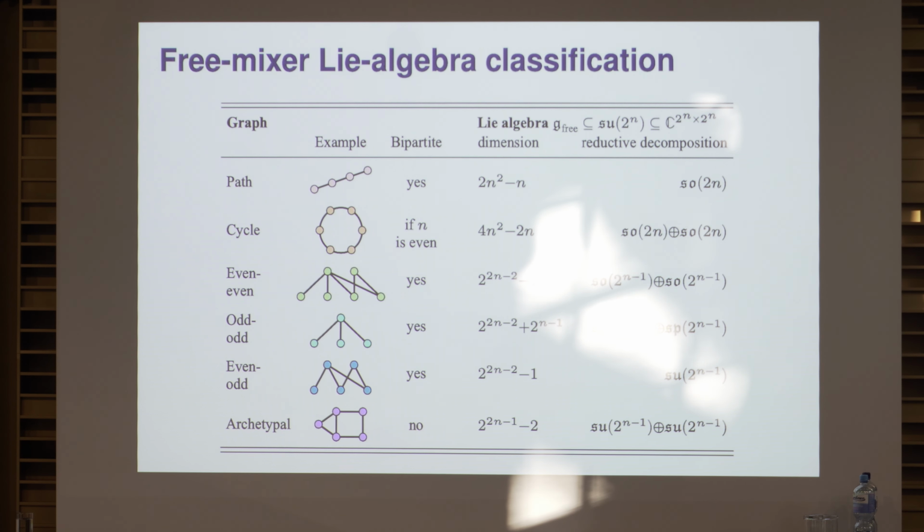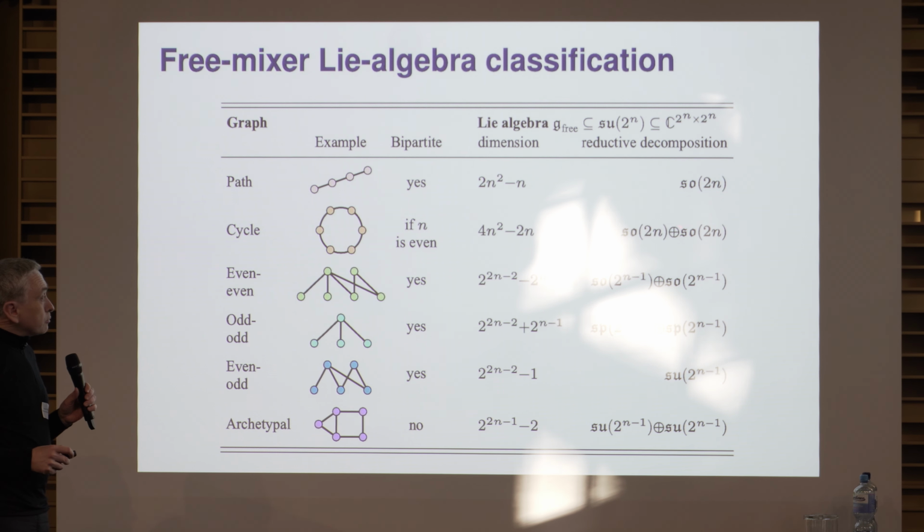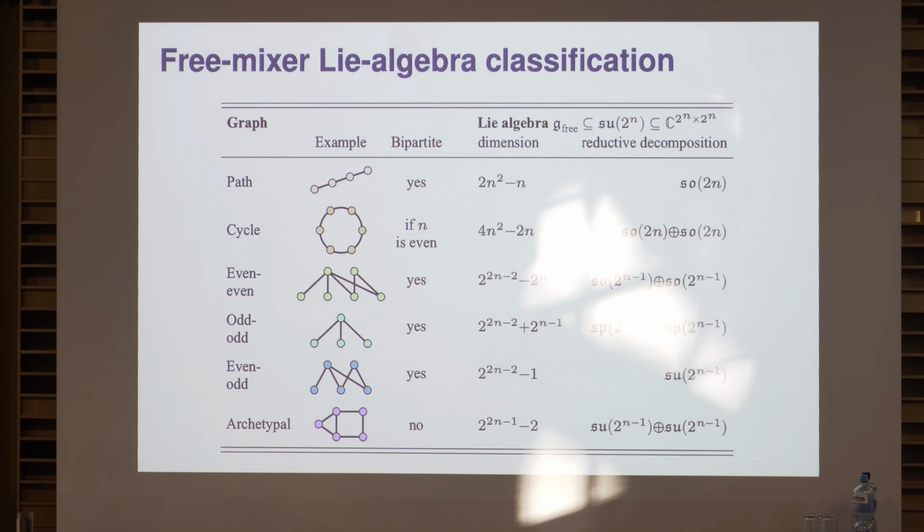This is one of the first results we got. We distinguish between the path graph, the cycle graph, and these three types of bipartite graphs, and all other graphs, which we call archetypal. You see that the cycle graph is sometimes bipartite, sometimes it isn't, and the path graph is always bipartite. We get orthogonal Lie algebras, or direct sums of them, for path and cycle. We get exponentially large Lie algebras for these bipartite ones, and for all the rest we get this very simple structure. This is actually the most interesting case for the applications.